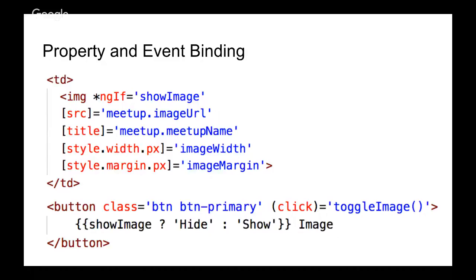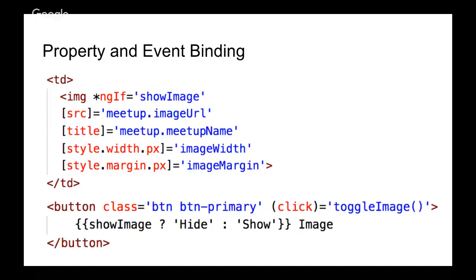So if you see this code, you can understand, okay, it's event binding, and then I have given a method name, toggleImage. When I click on this button, it will call this method called toggleImage. So this is how you can do property binding and event binding. And here one more good thing is you can see the interpolation, right?